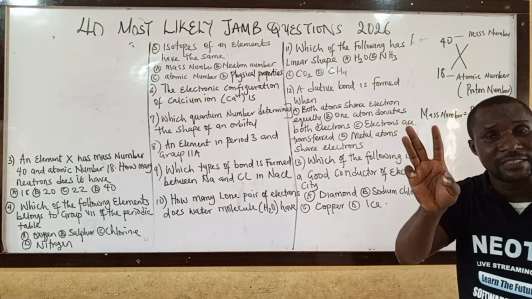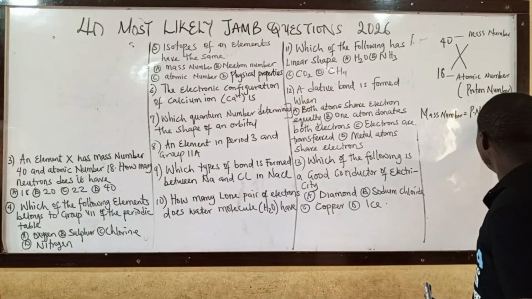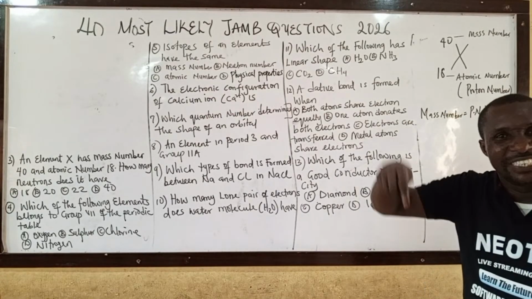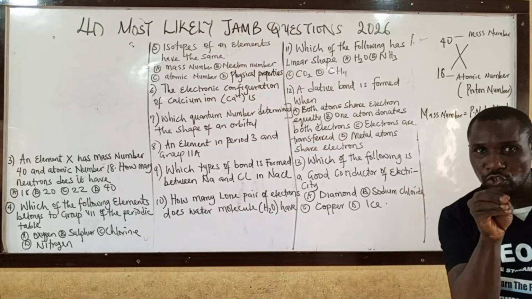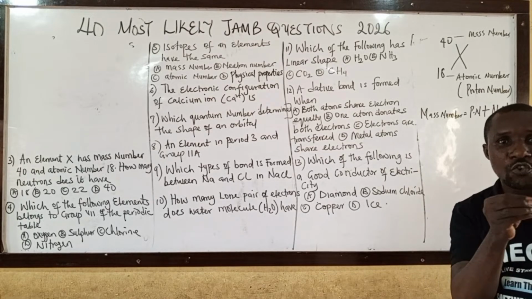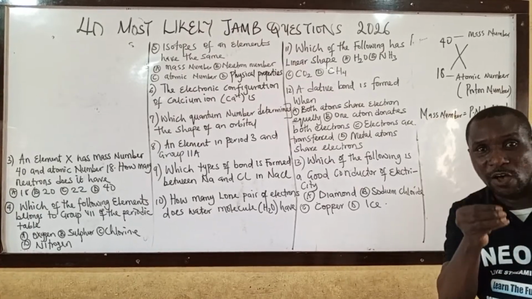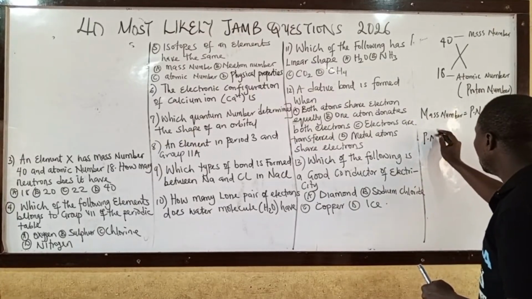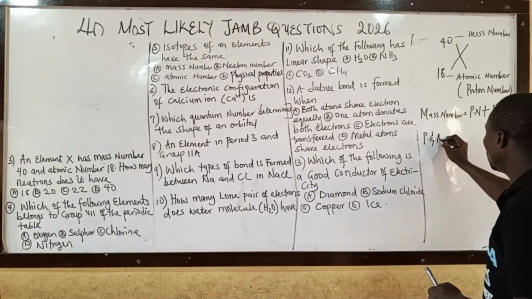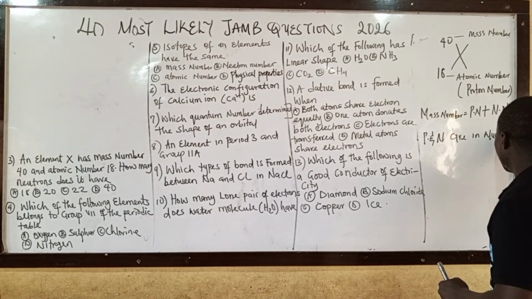Among those three substances, in an atom, proton and neutron can be found in what? In the nucleus of an atom. Proton and neutron are in the nucleus of an atom.